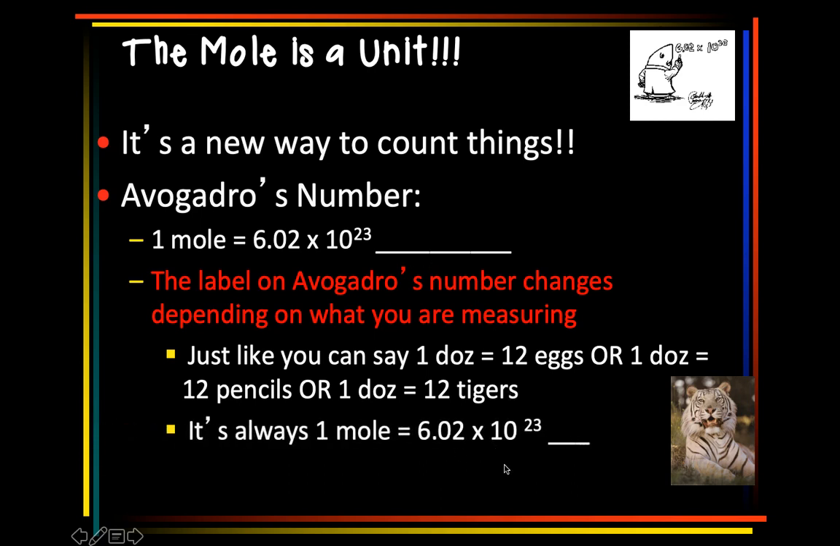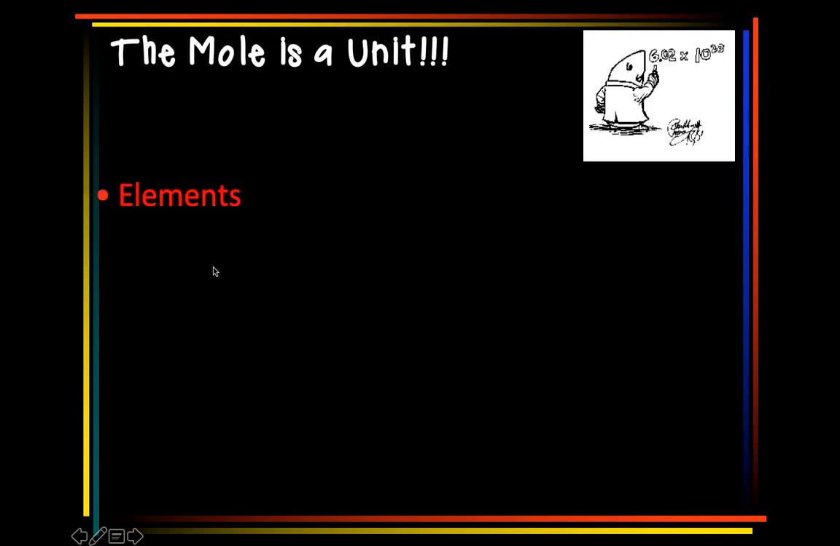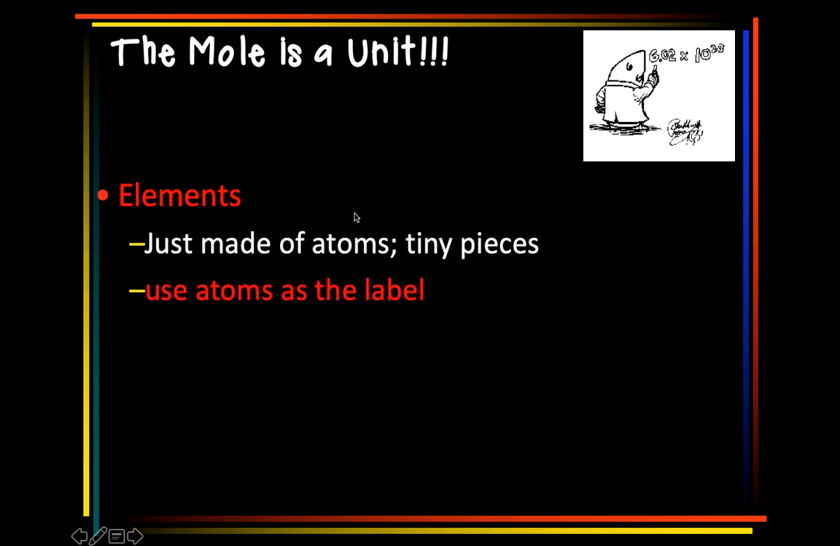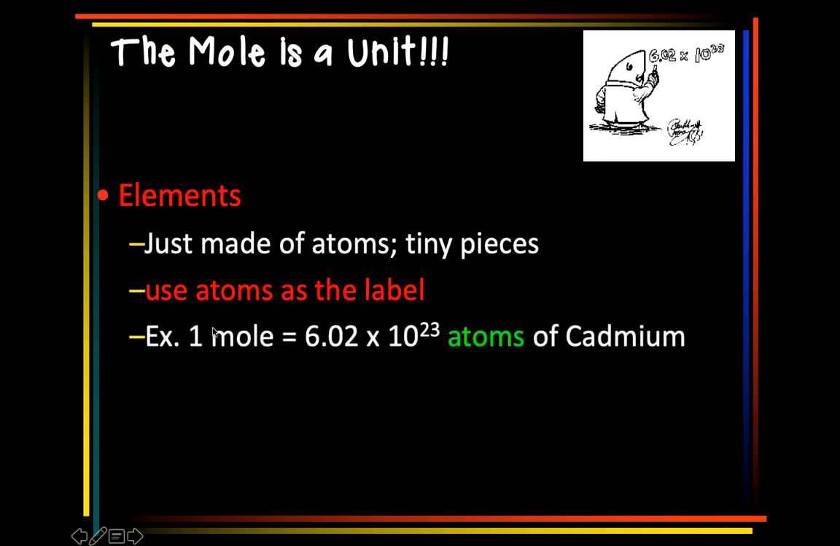All right. So we have this already. So 1 mole is always 6.02 times 10 to the 23rd. But what is that label? All right. Well, if we're measuring elements, which are just atoms, they're just the tiniest pieces that we have that are whole things, atoms as the label. So if it's an element, atom will be the label. So we would say 1 mole equals 6.02 times 10 to the 23rd atoms of cadmium, because cadmium is just an element on the periodic table. So if you're dealing with an element, the label on Avogadro's number will be atoms. But notice it's still 1 mole and the number doesn't change, just the label does.